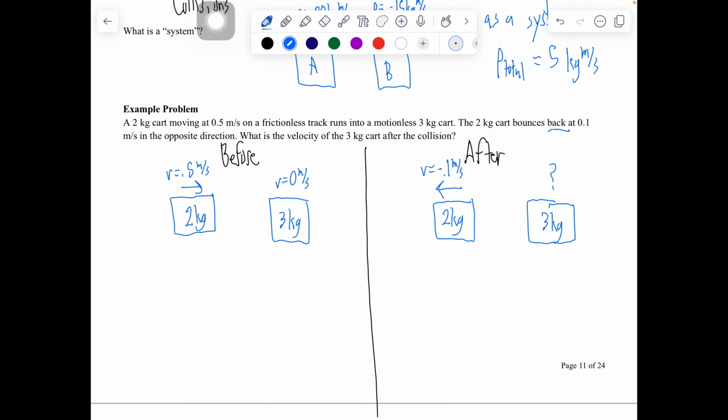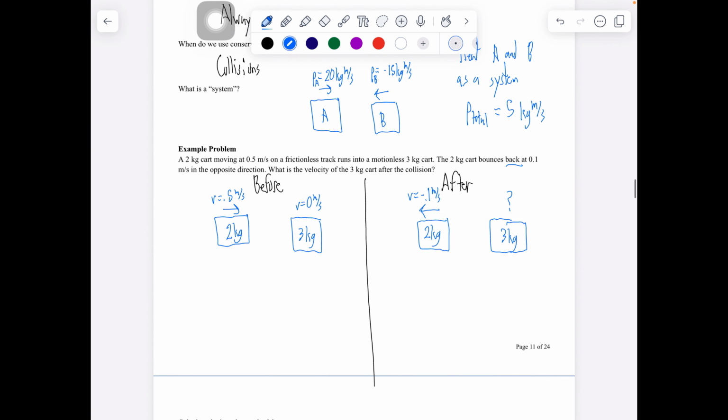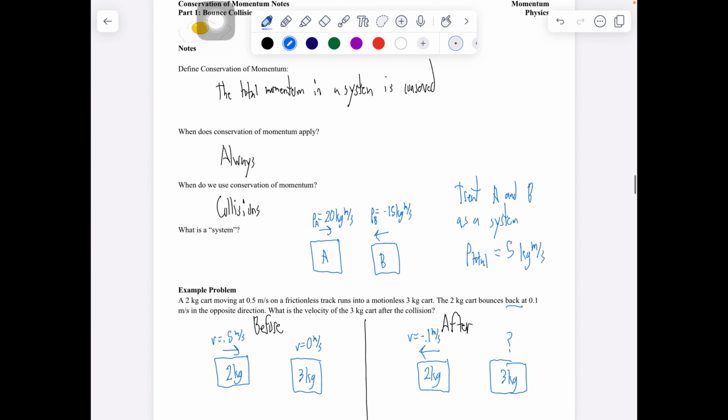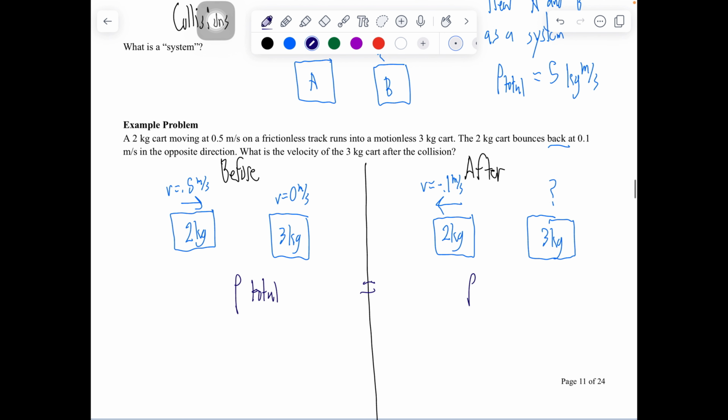To solve these problems, and really all these different types of problems, when objects get into a collision, you are going to use the law of conservation of momentum, which is just saying total momentum in a system is conserved. So the total before the collision must be equal to the total after the collision. This right here, total before equals total after, that is conservation of momentum.